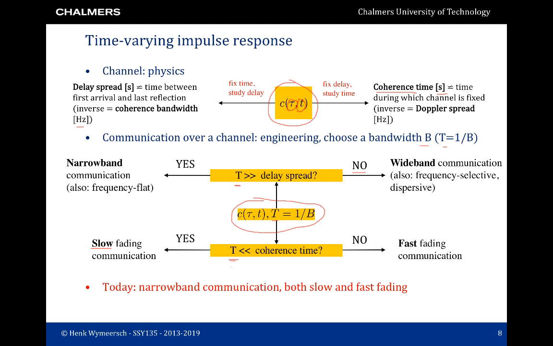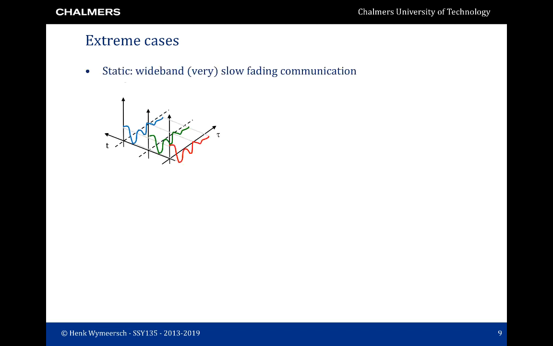So the choice of T or B, the bandwidth, will determine whether we have slow or fast fading and whether we have narrowband or wideband communication. And then any combination is possible. We could have narrowband communication with fast fading, wideband communication with fast fading, and so forth. In this lecture, we only talk about narrowband communication because it's the easiest one to study, but considering both slow and fast fading. To further understand the difference between wideband and narrowband communication, we look at the following extreme cases.